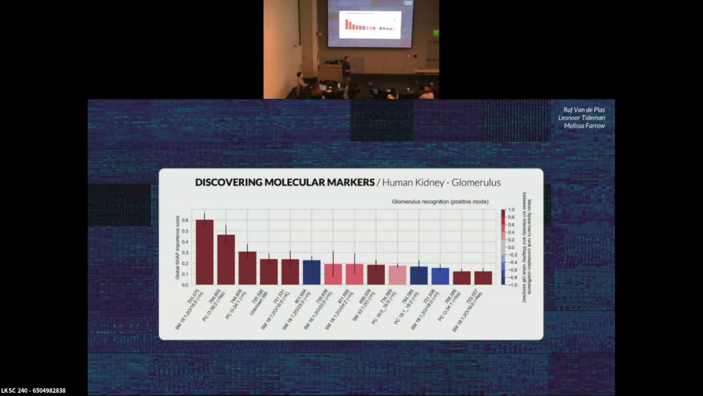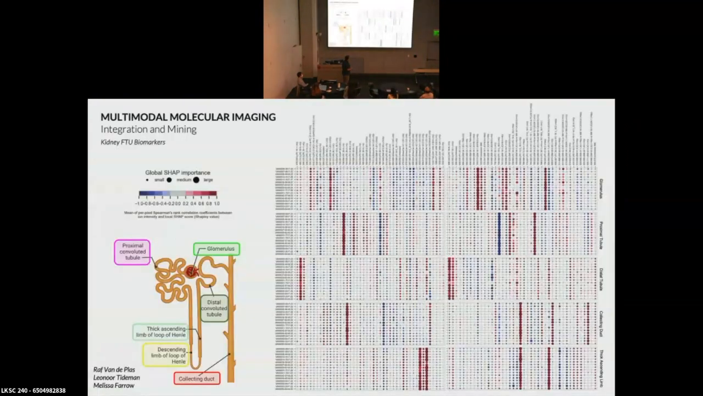Because it's not necessarily just that those molecules are present that define a glomerulus. It could be that those molecules are absent. This is one way to look at the data. I kind of like this better, although it's a little bit intense. Let me walk you through it.